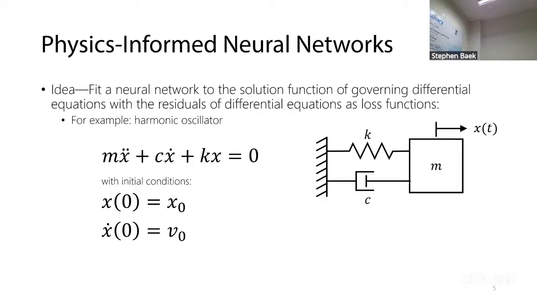And then for this ODE, we consider initial conditions where we have some initial position x0, and then some initial velocity v0. Given those initial position and velocity, what's going to be the position of the mass at an arbitrary time t is the question that we're interested in answering.